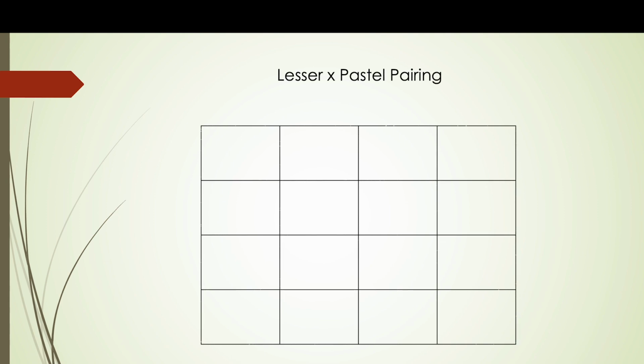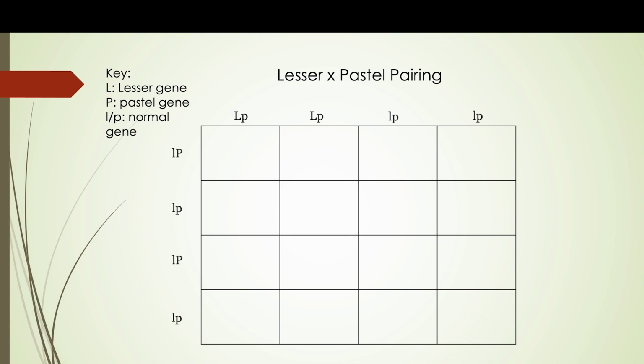Part 4. What does this mean for calculations? So allelic genes are going to be passed on in a similar way to incomplete dominant genes, with a notable exception. First, a non-allelic example. Let's say you've got the parents of a lesser and a pastel in your pairing. We're going to put our Punnett square on the table and our key. So we've got the capital L is for lesser, capital P for pastel, lowercase of both is going to be for the normal. So this is going to be our lesser parent. This is going to be our pastel parent.